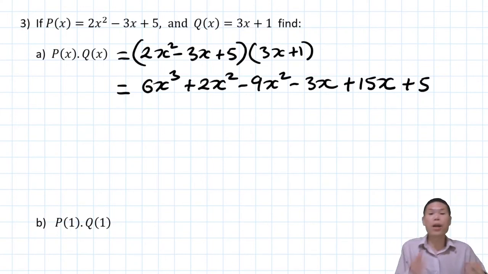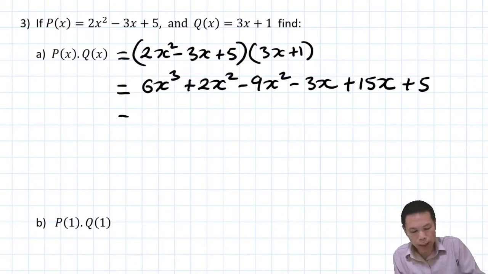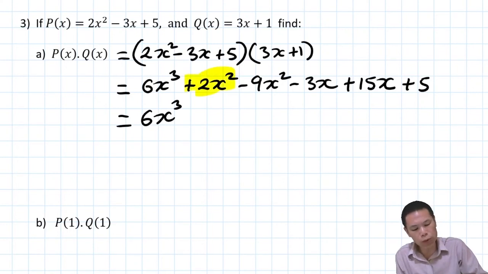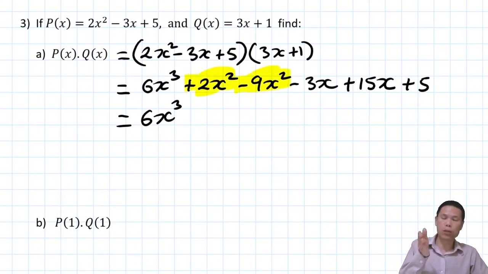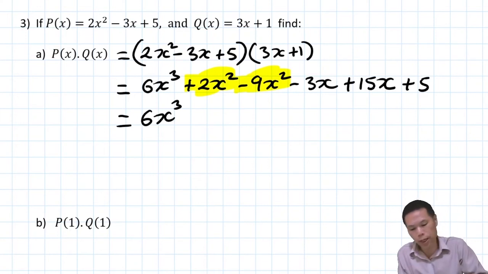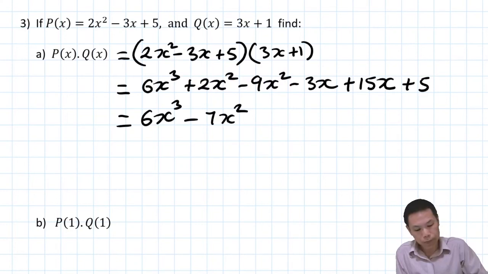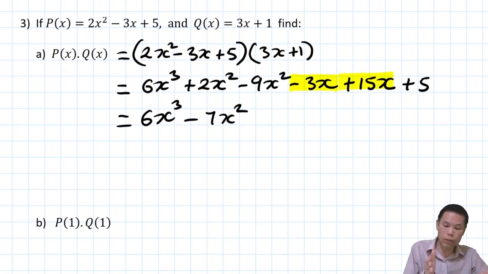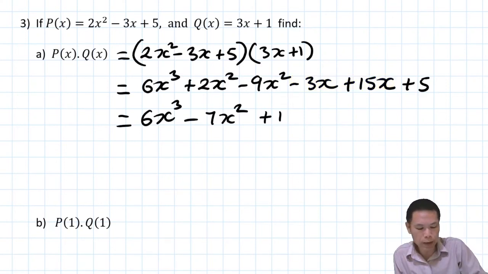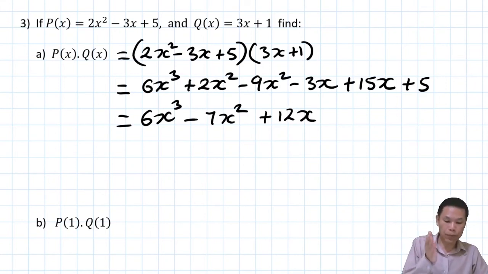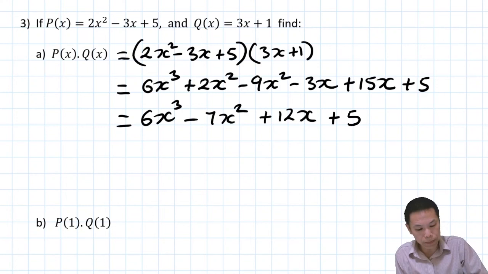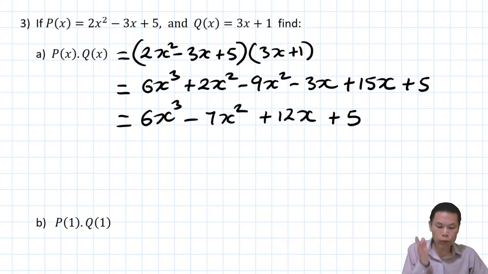There you go. Now I just collect those like terms. 6x power 3, there is no like term, I'll write this down. And this one here, we have 2x squared minus 9x squared. So 9 minus 2 is 7, so negative 7x squared. And then we have minus 3x plus 15x. So 15 minus 3 is 12, so plus 12x. And then the 5, I just write this down. There you go: 6x to the power 3 minus 7x squared plus 12x plus 5.